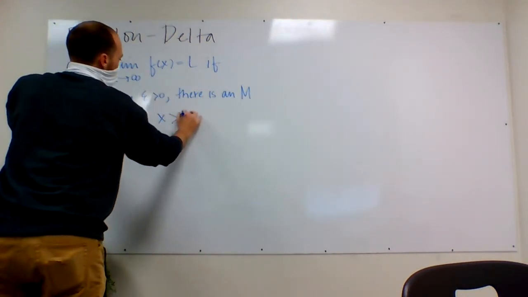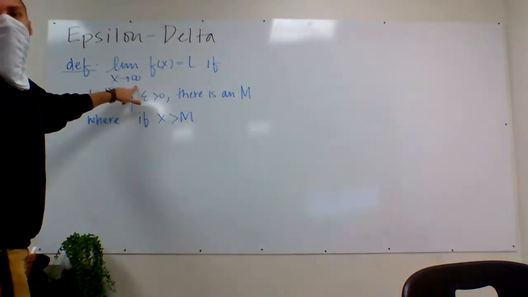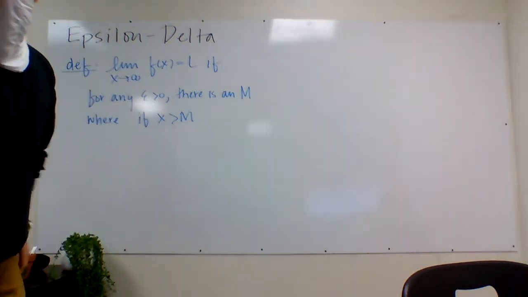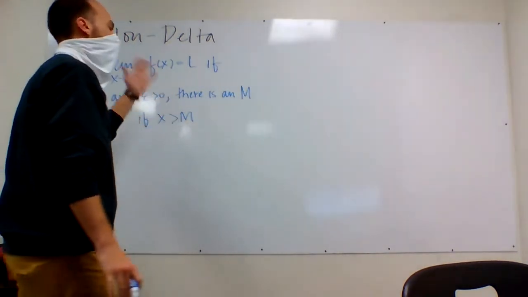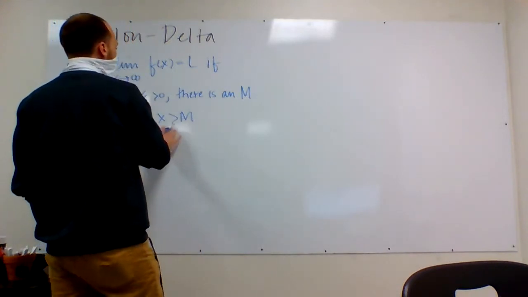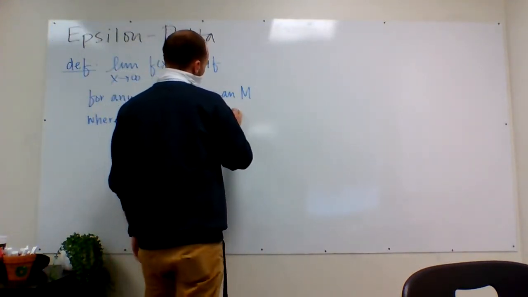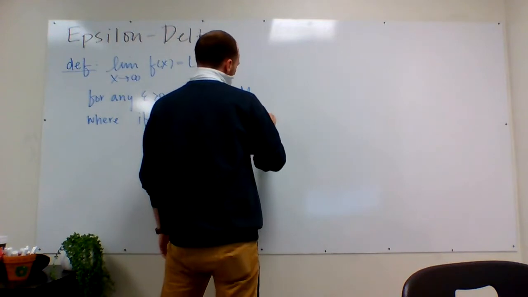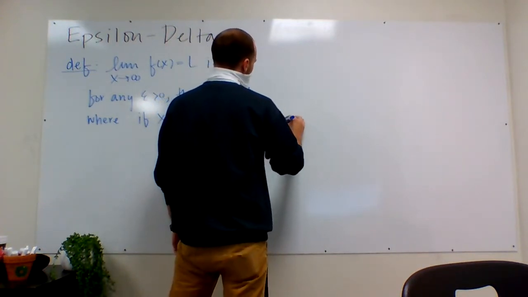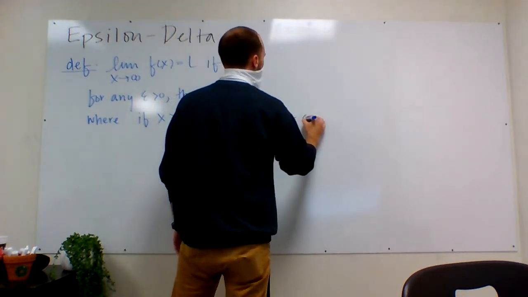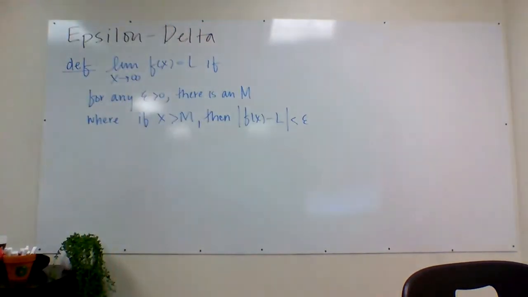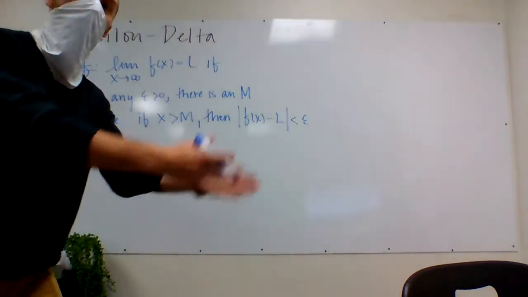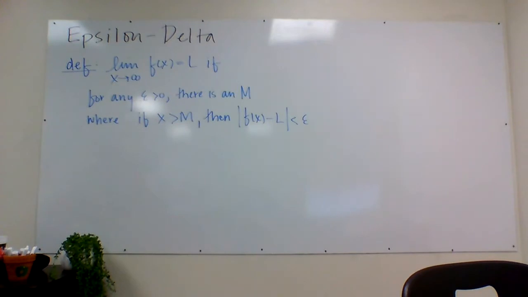if x is greater than m, and this is because we're approaching positive infinity, you could say the exact same thing for approaching negative infinity, where x is less than m or something like that. If x is greater than m, then |f(x) - L| is less than epsilon. We can get as close as we want to L by taking sufficiently large values of x. That's what it means for the limit to exist as x approaches infinity.